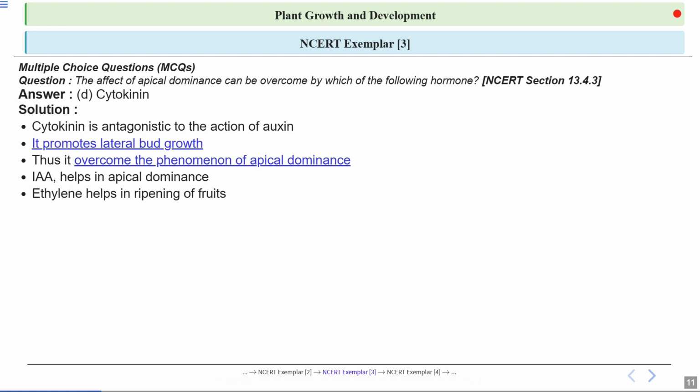And ethylene, while not directly related to apical dominance, plays a significant role in fruit ripening, showcasing the diverse role of plant hormones. Now, gibberellin's role is to overcome bud and seed dormancy. This highlights its importance in plant growth, right? Especially in breaking the dormancy for growth.